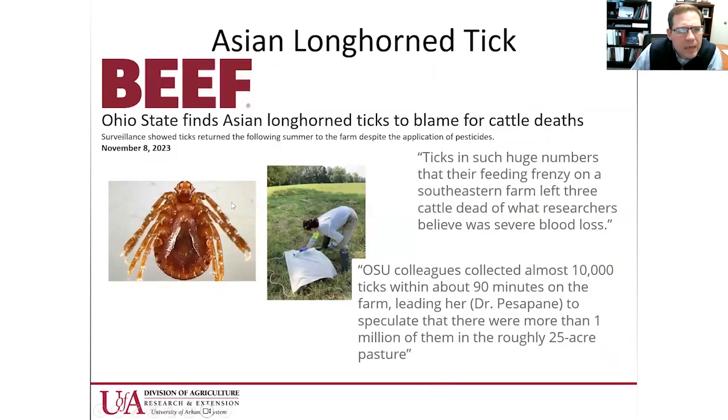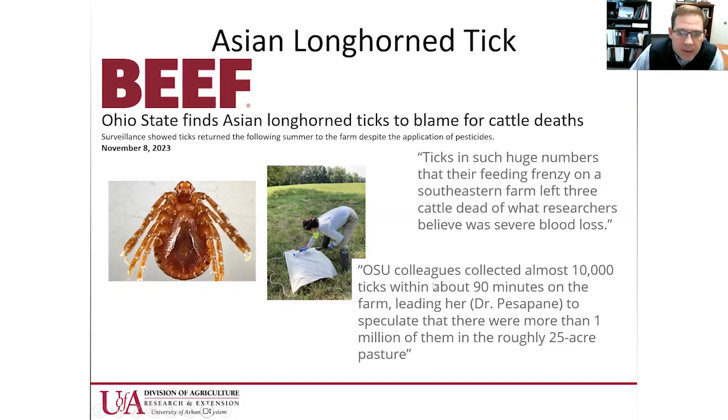This was a headline I saw in Beef Magazine just last November. So this has only been a couple months ago, but it says Ohio State University finds Asian longhorn tick to blame for cattle deaths. So it had gotten so bad in this pasture of cattle that it had caused such severe blood loss that the cows died, which could have easily been sheep or goats if they had been located there in those pastures with the cattle.